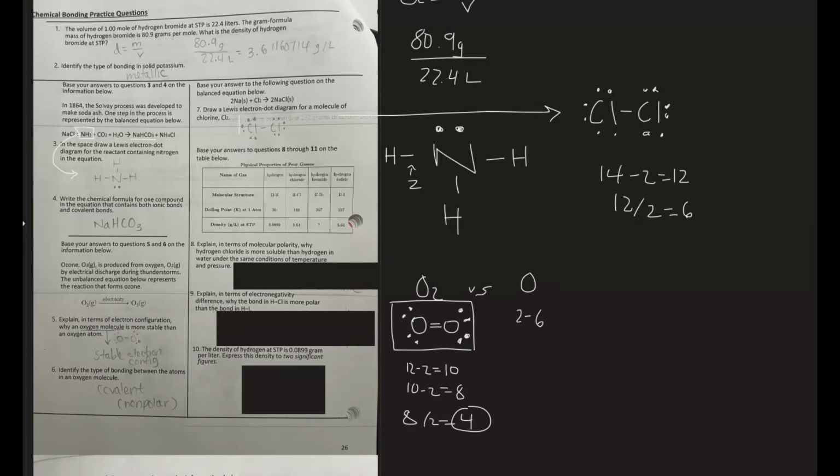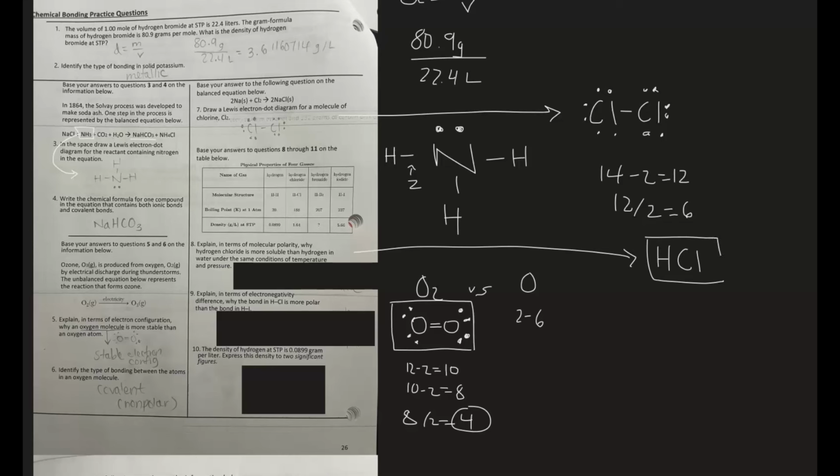All right, question 8. Explain in terms of molecular polarity why hydrogen chloride is more soluble than hydrogen in water under the same conditions of temperature and pressure. All right, so first let's take a look at hydrogen chloride. What exactly is hydrogen chloride written out as a chemical formula? So you have hydrogen and then chloride. I just want to make sure this is balanced. So hydrogen is +1 and chlorine is -1. So this is already balanced.